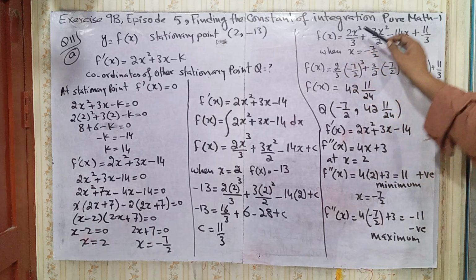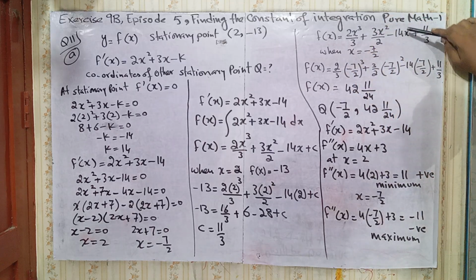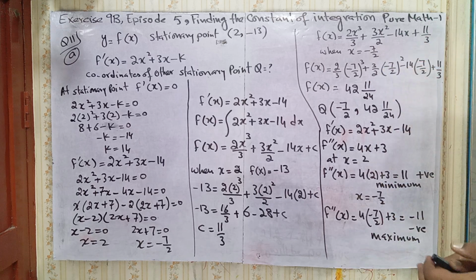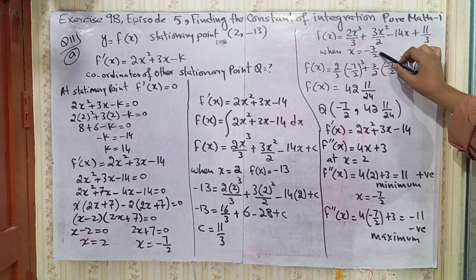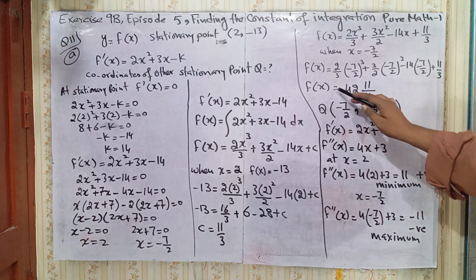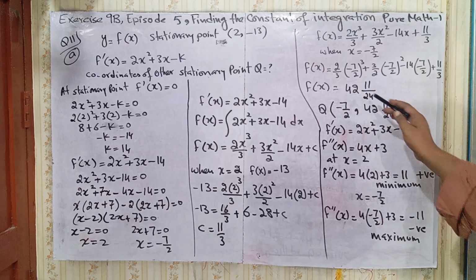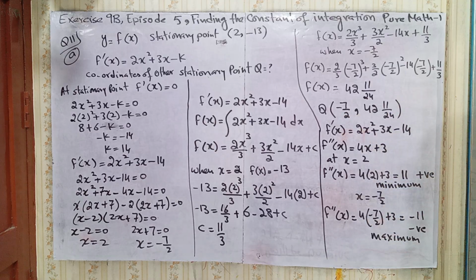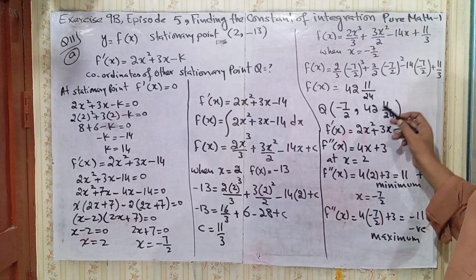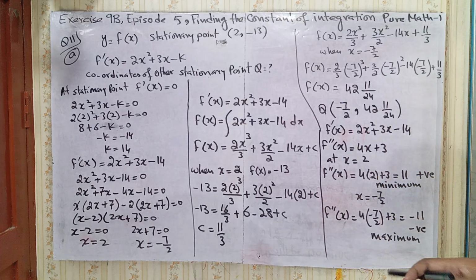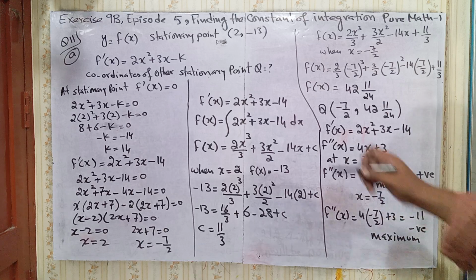So the equation of the curve will become 2x cubed by 3 plus 3x squared by 2 minus 14x plus 11 by 3. Here, if you put x equals minus 7 by 2, you will be able to find the y coordinate of the Q. So in the place of x, I will substitute minus 7 by 2. I substituted here, and I found the y coordinate of the point Q. That is 42 whole 11 by 24. So the coordinates of Q, which is the other stationary point, are minus 7 by 2 comma 42 whole 11 by 24.